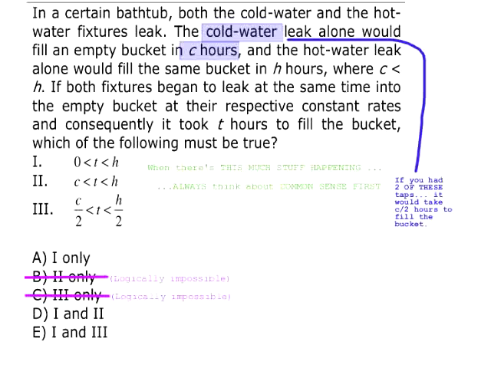Smiley face if that makes sense. Basically, if you have 2 of anything working at it, so you're twice the rate, you're going to finish in half the time. Oh, but wait a minute. That's the fast tap. Because C is less than H. This is a faster time.